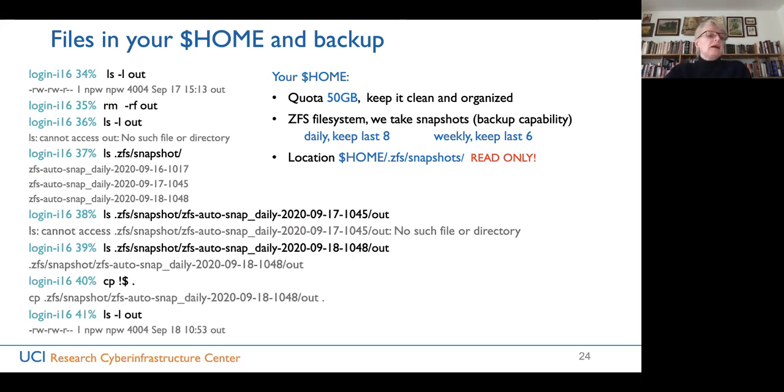I can see it, and then I can copy it to my current directory, which is my home directory, and this is how I can restore it. You don't need us to do it for you. Anything that you put in your home will be in a snapshot and is available to you. The only catch is how long ago the snapshot was created and what modification of the file you need. And as I said, we keep 8 daily snapshots and about 6 weekly, so you can judge from that which snapshot you want to restore from.